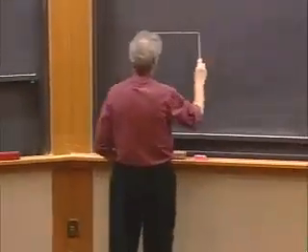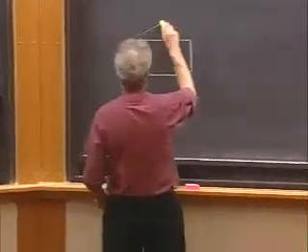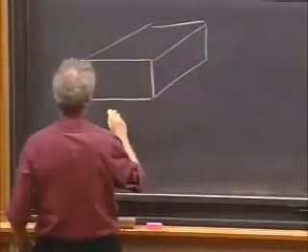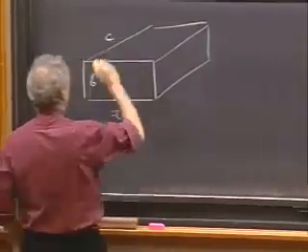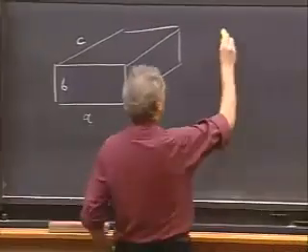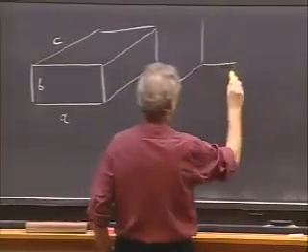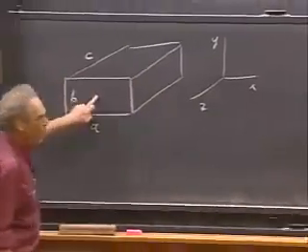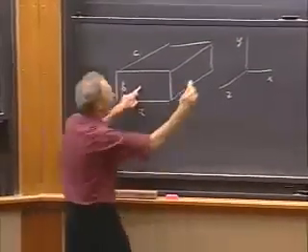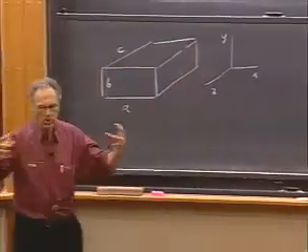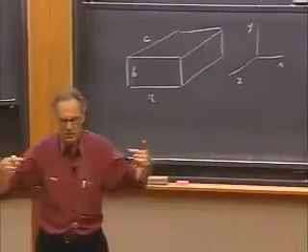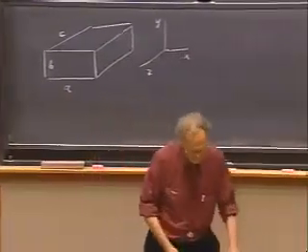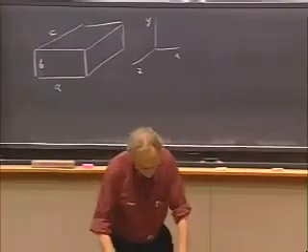Here we have a sound cavity in three dimensions. A, B, C are the lengths, and this is our coordinate system, X, Y, Z. And it is open in this direction, and it is open there. So it is a box which is open on both sides in the Z direction. And the rest is all closed.